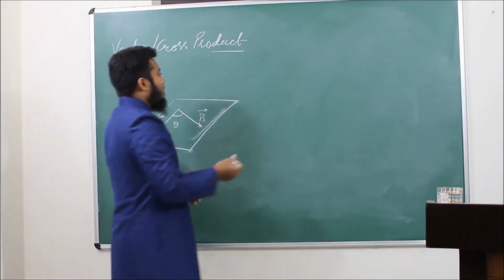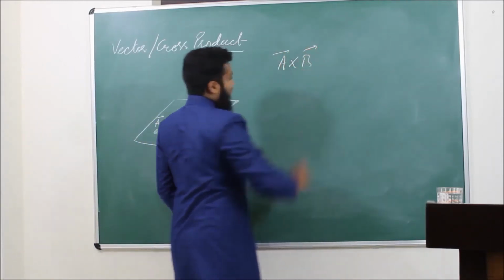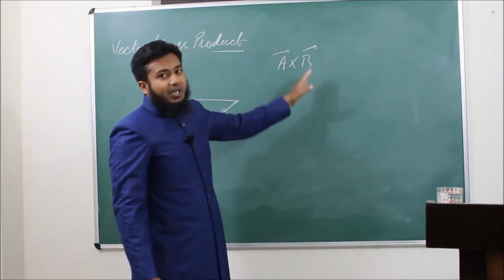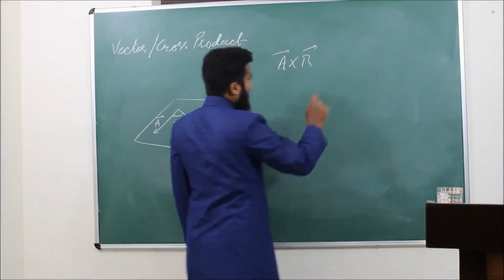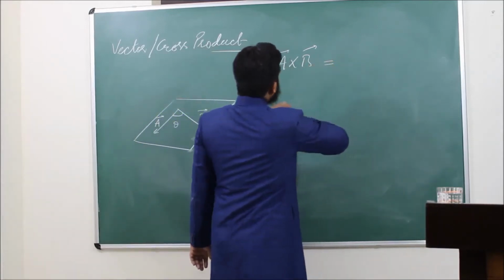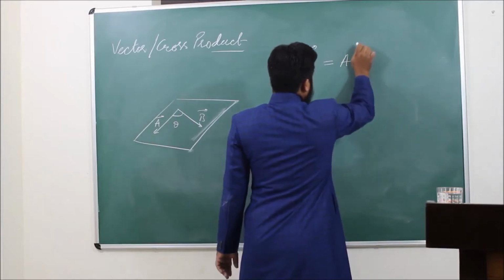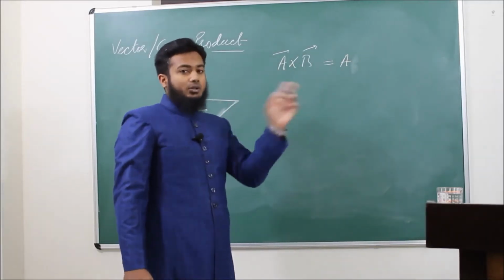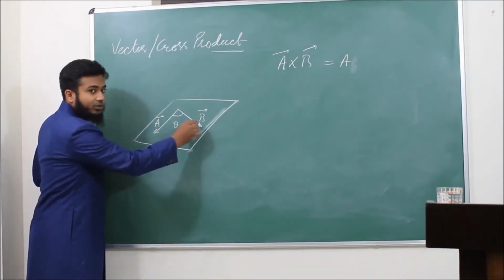So A cross B, it's always written as cross. You should not read it as A multiplied by B or A into B. It's always said A cross B. Okay, so A cross B is equal to the component of one vector perpendicular to the other. Now, what will be the component of A perpendicular to B?